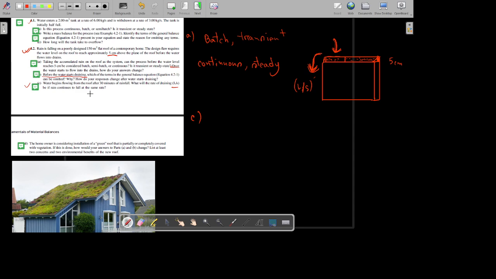Okay, obviously the output rate and input rate are the same. So let me read out the question again. Water begins flowing from the roof after 30 minutes of rainfall. What will be the rate of draining B if rain continues to fall at the same rate? So the area of the roof is given, A equal to 100 meter square, right?